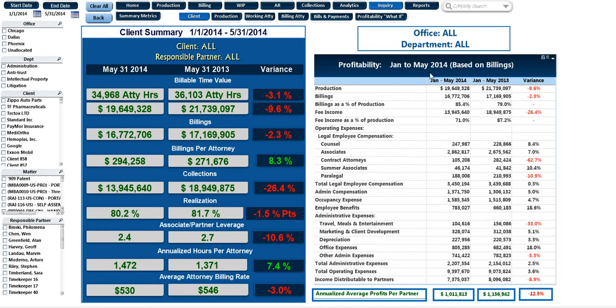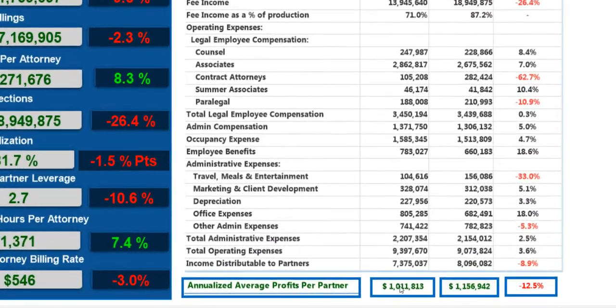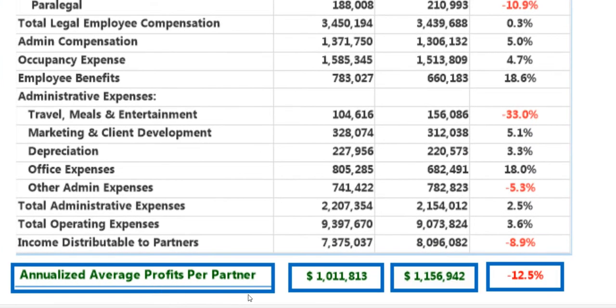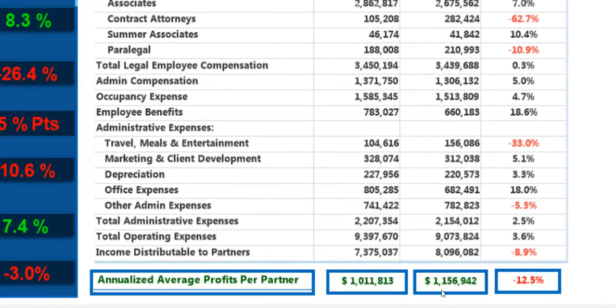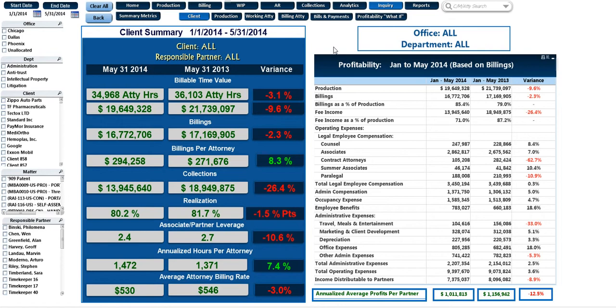The statement presents operating results down to income distributable to partners, including as well a calculation of the highly meaningful, to many firms, average profits per partner. Moving on, let me show you the dynamic associations that are intrinsic to the application, allowing multiple views of profitability, whether at office, department, or practice group, client, or matter level, and even at the individual partner level, or any combination of these dimensions.